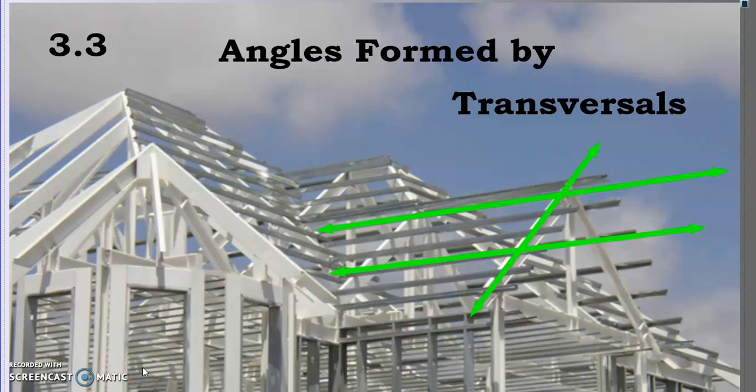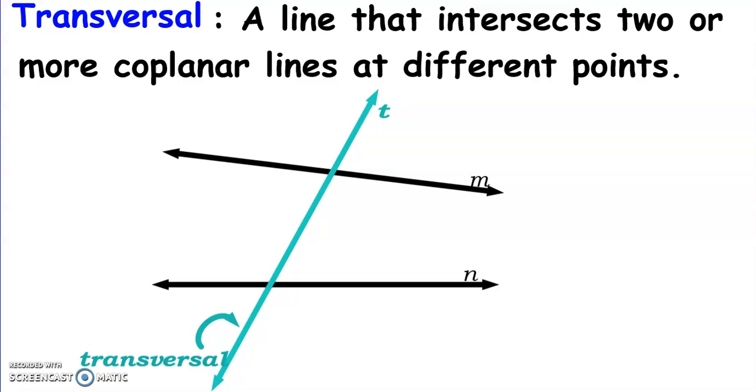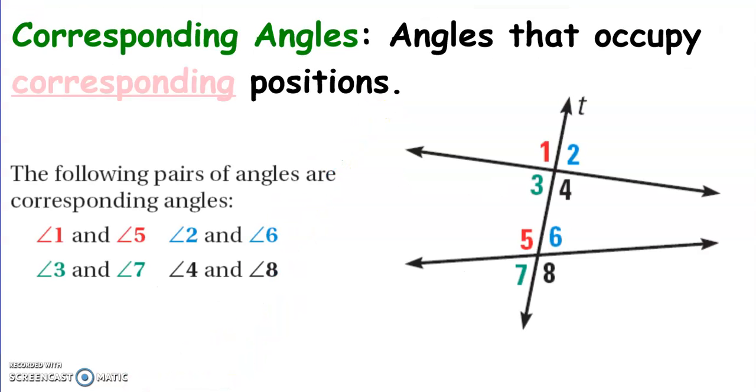Section 3.3, we're going to talk about angles formed by transversals. So, what is a transversal? It's a line that intersects two or more coplanar lines at different points. So, for example, we have line M and line N, and transversal T intersects the coplanar lines at two different points. So, this is called a transversal.